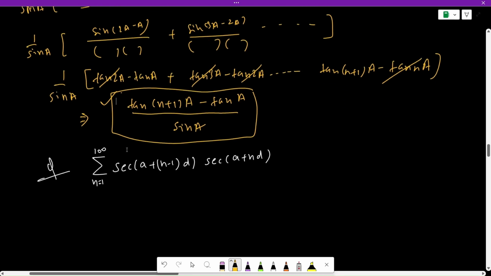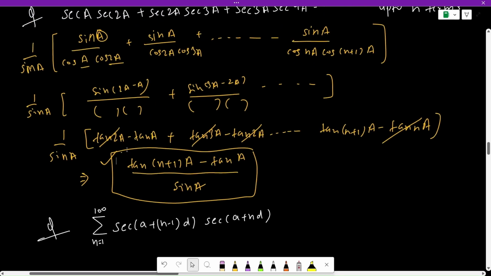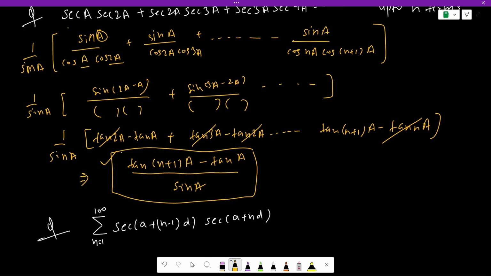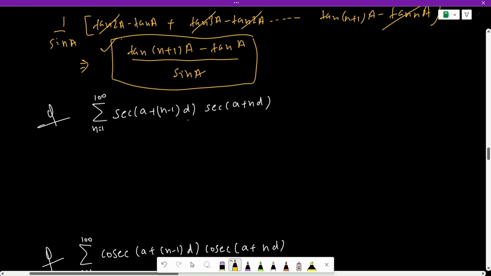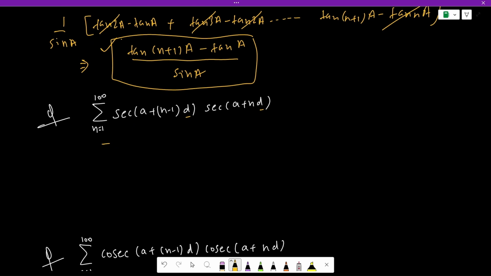Right, now in the next question I have generalized this expression, as here we have common difference of a. So in the next question, here we have common difference of generalized d. Now let's solve this in summation form. So first write this as summation 1 to 100, 1 by cos(a plus (n minus 1)d) cos(a plus nd).